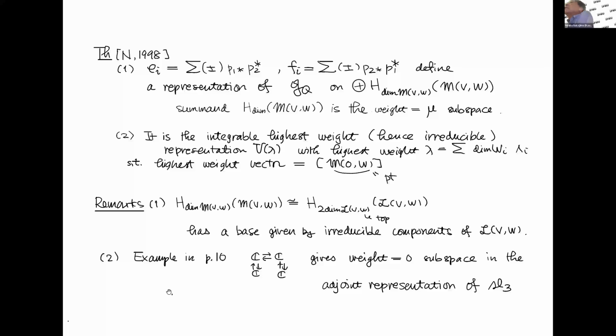Oh, in this example, by computing the highest weight, this is 1 and 1. So this is nothing but the adjoint representation of sl3. And when both are one dimension, the weight mu is equal to 0 if you go back to the formula in the previous page. So this is the weight 0 space in the adjoint representation.